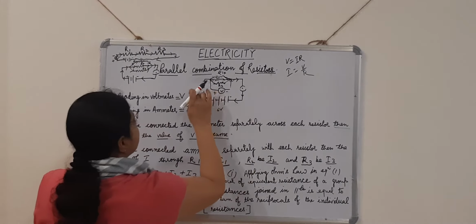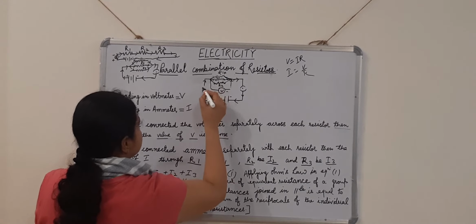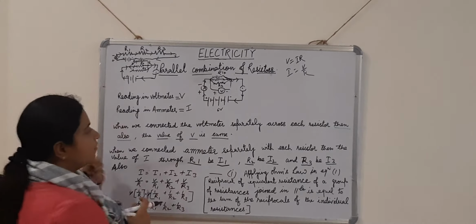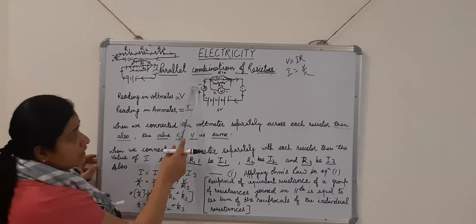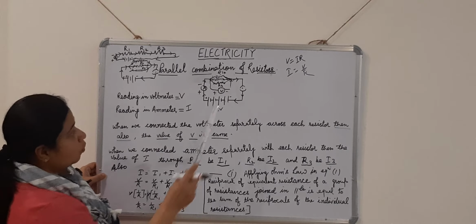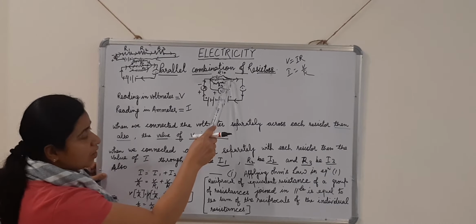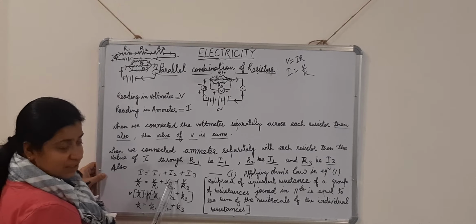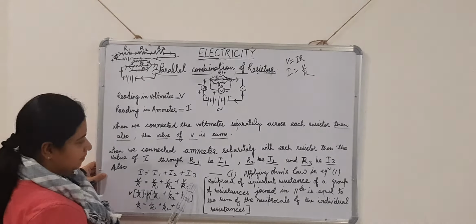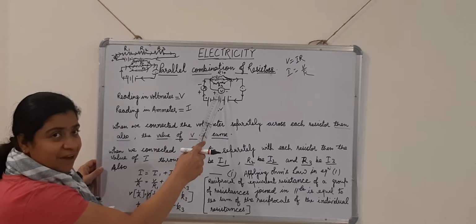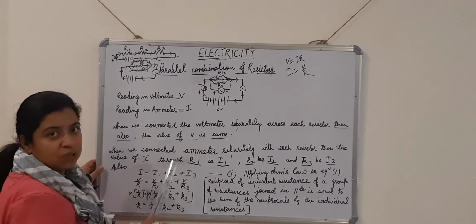Now it is the earlier combination, the previous combination which I had in the beginning. Now I will note down again the value which I had got in this combination, that is I is equal to I1, I2 and I3. I is equal to I1 plus I2 plus I3. That means in parallel combination the current gets divided. It is not the same throughout the circuit.